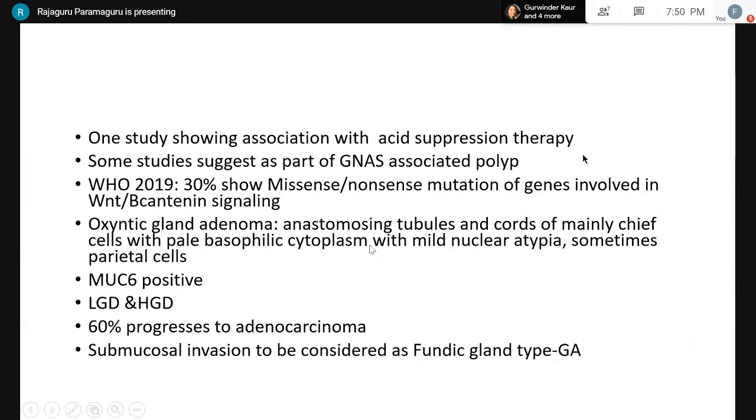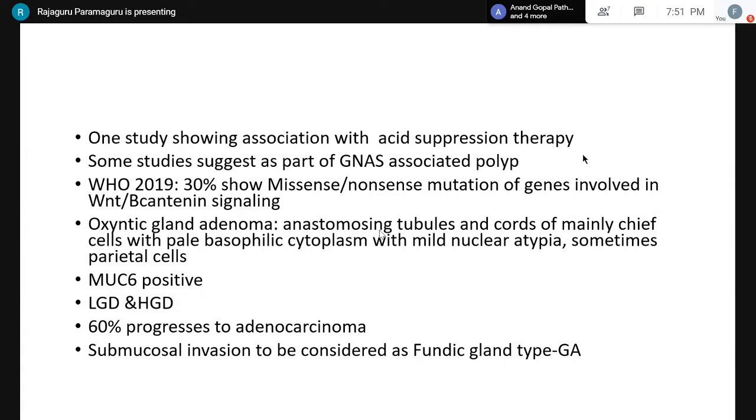And histomorphologically, as I told, they are composed of anastomosing tubules and cords, mainly of the chief cells, with pale basophilic cytoplasm, basophilic or amphophilic, mainly those with the morphology of the chief cells of the gastric glands, the oxyntic glands in the fundus of the body. And they might show mild nuclear atypia. Sometimes they have these parietal cells. Parietal cells are going to look more eosinophilic. So whenever it's basophilic or amphophilic, they are chief cells, which are the predominant type, and eosinophilic when it is composed of the parietal cells. So they are also MUC6 positive.